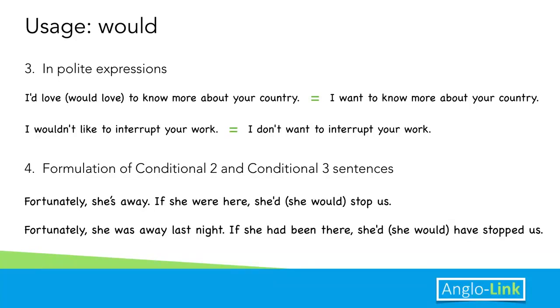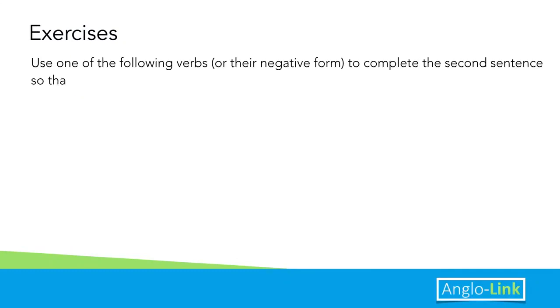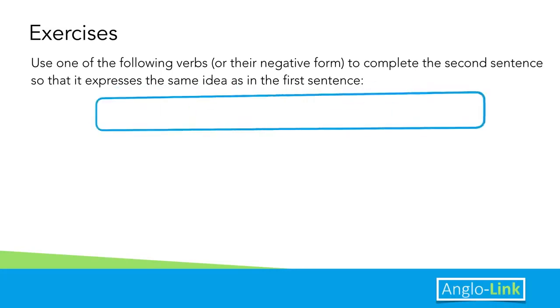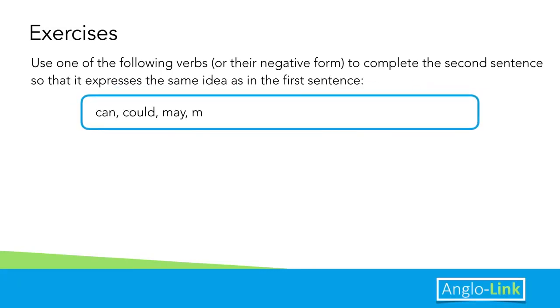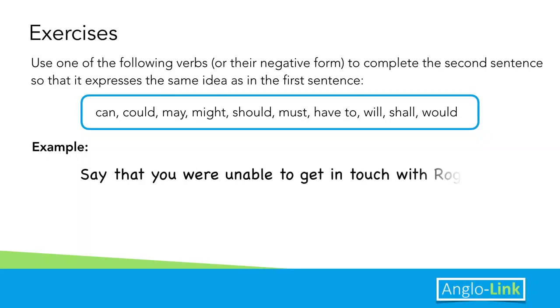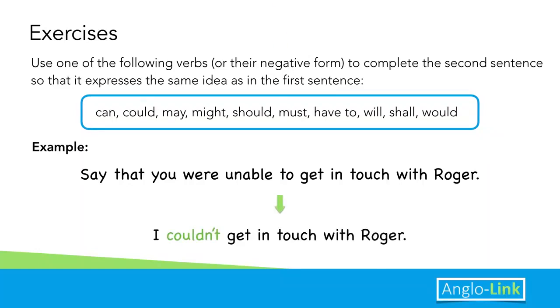Right, that completes our review of all the modal verbs. It's time for exercises. I'd like you to use one of the following verbs or their negative form to complete the second sentence so that it expresses the same idea as in the first sentence. These are the verbs I'd like you to choose from: can, could, may, might, should, must, have to, will, shall, or would. For example, say that you were unable to get in touch with Roger. Lack of ability in the past: I couldn't get in touch with Roger.